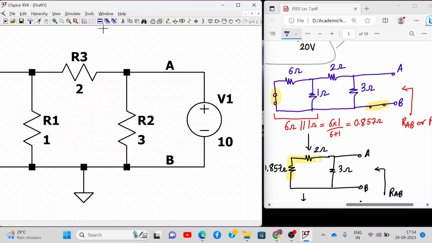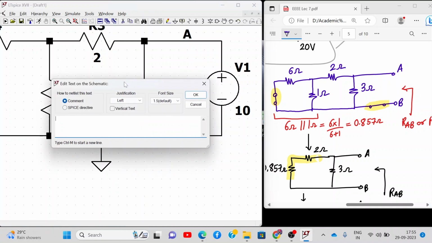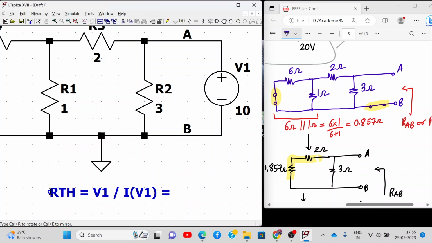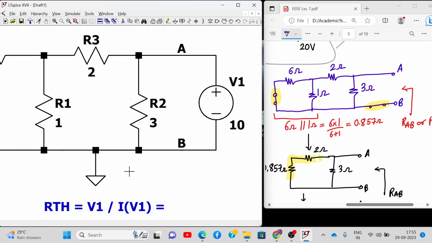Now let me add a comment. So how will you find RTH? RTH will be equal to V1 divided by the current flowing through V1. Understood? Now remember one more thing, that in LTspice, current flowing out of the voltage source is considered negative. That means it's leaving out of the negative terminal, so it will be considered negative. So do not worry if the current is coming negative, because it's the LTspice thing.